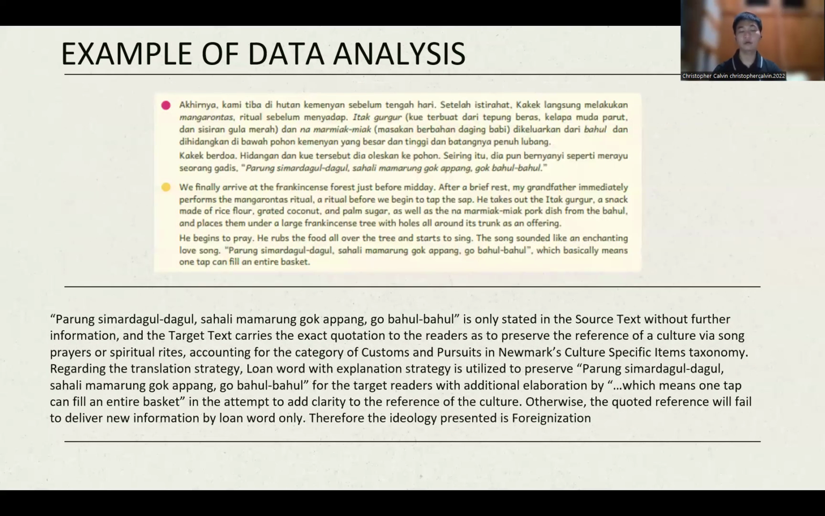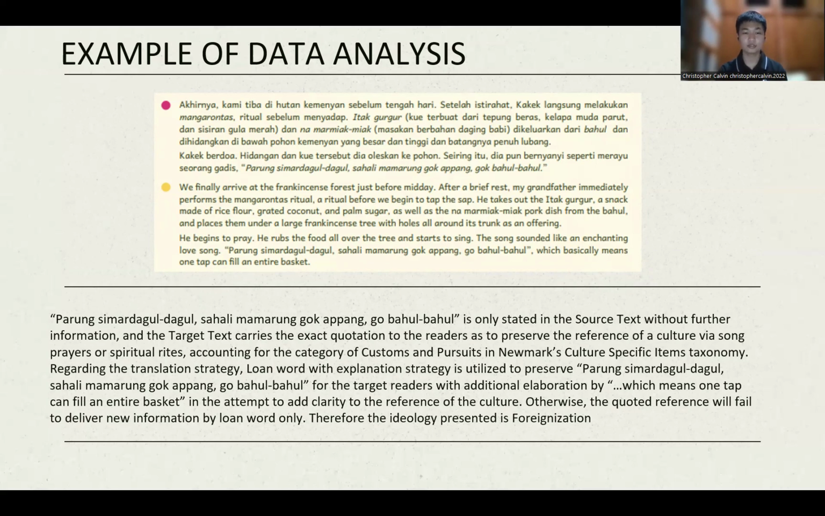In the second example of data analysis, the first phrase or sentence is only stated in the source text without further information, and the target text carries the exact quotation to the readers to preserve the reference of a culture via song, prayers, or spiritual rites. So the readers are expected to learn that this phrase refers to a song, prayers, or spiritual rites, accounting for the category of customs and pursuits based on Newmark's taxonomy.